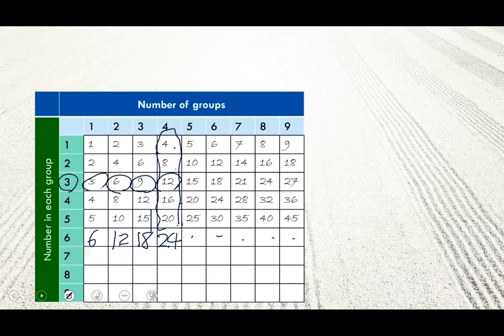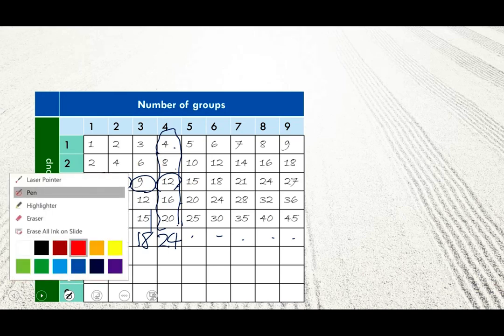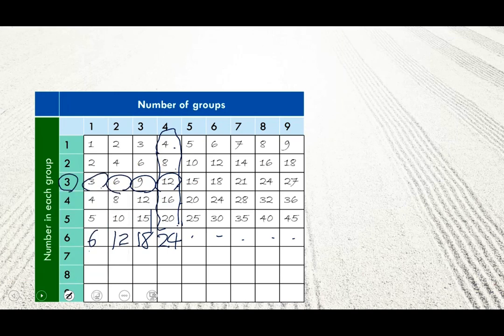Okay, let's see. How about 7? 7 is, of course, you can use all these previous approaches. However, you may not be able to use doubles because for 7 there is no double. Do you think there is any other way to find out instead of using doubles?